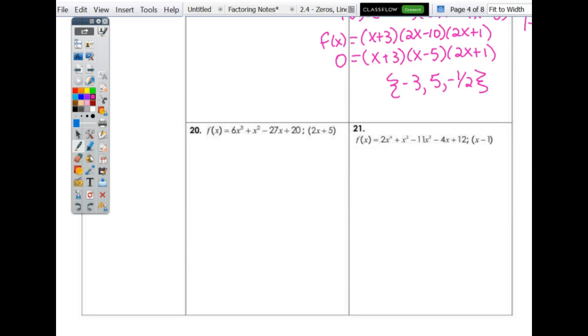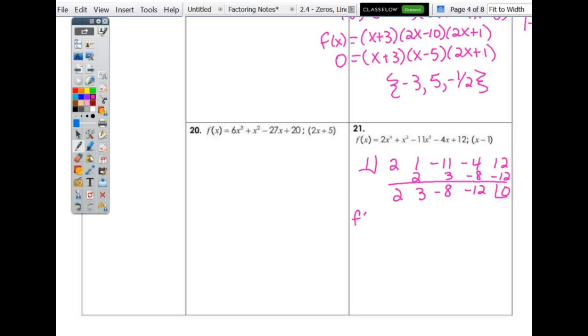Okay, so I'm going to test positive 1. I'm going to start with 2, 1, negative 11, negative 4, and 12. So I have a 4th degree polynomial, and I'm going to take out x minus 1. I'm just going to see what's left over. So when I do that, I get no remainder, so it's probably going to factor. That's my hint that it's probably going to factor.